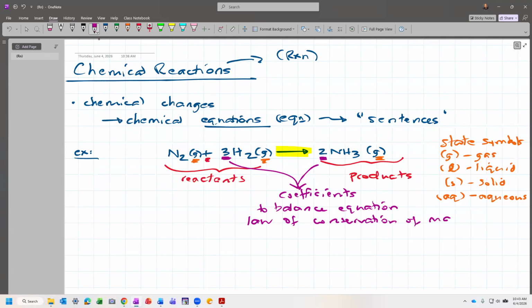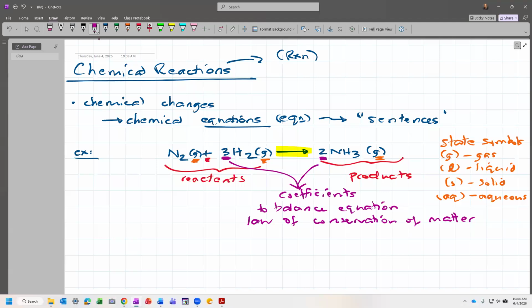Okay, and the idea behind that is that whatever things you start with should be the same things that you end with. So if I start with two nitrogens, I should end up with two nitrogens. If I start with three hydrogens, I should end up with three hydrogens. Now, they may be separated from each other on the reactant side, but when we recombine them, they may be combined together on the product side, and that's the point of chemical changes, right?